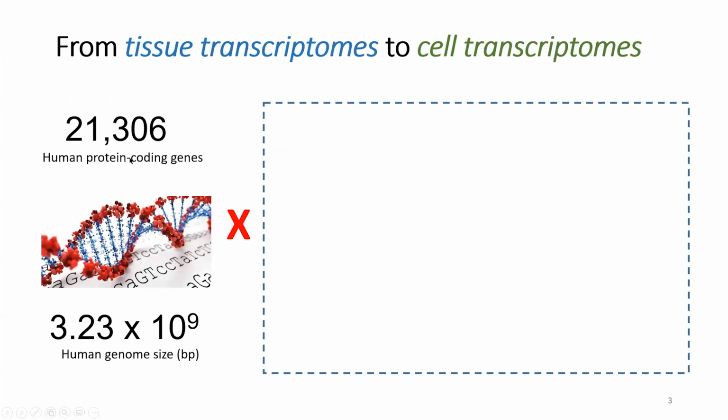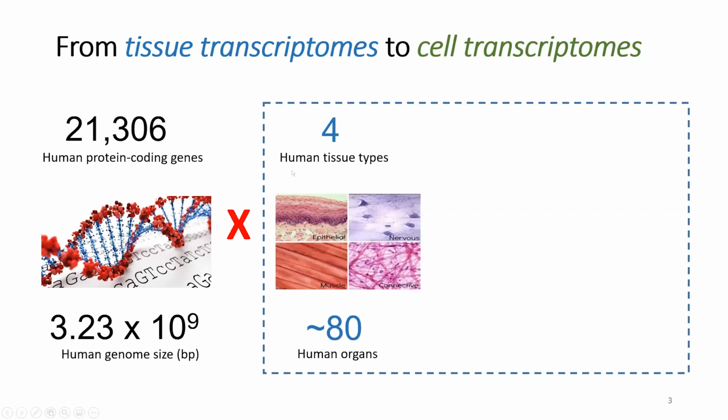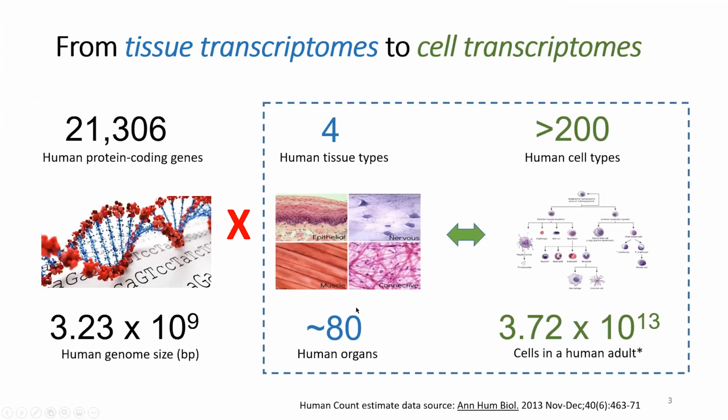So we are familiar with genomics. There are 21,000 human protein coding genes and 3.2 billion base pairs. When we do tissue transcriptomics, we usually think about just 4 major tissue types and then the 80 human organs. We treat them as if they're homogeneous, but we all know in biology that's not the case.